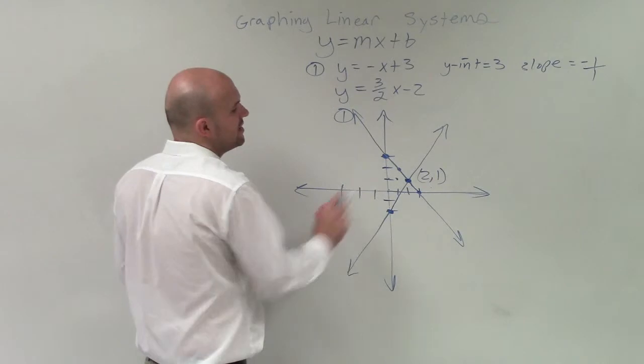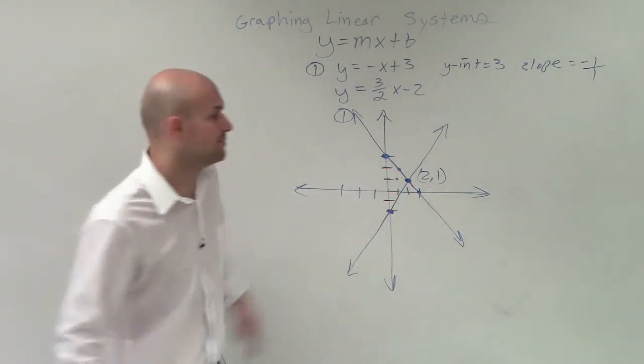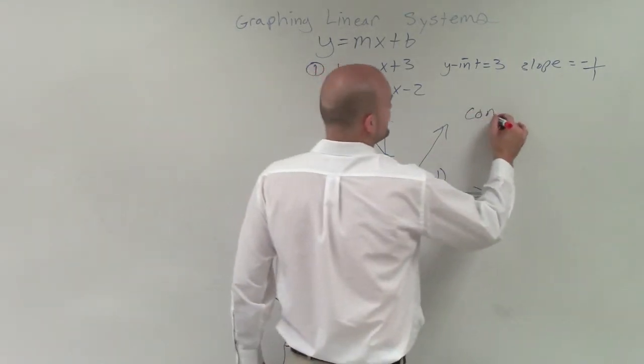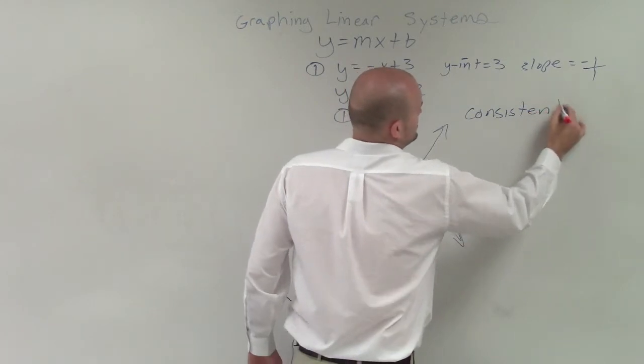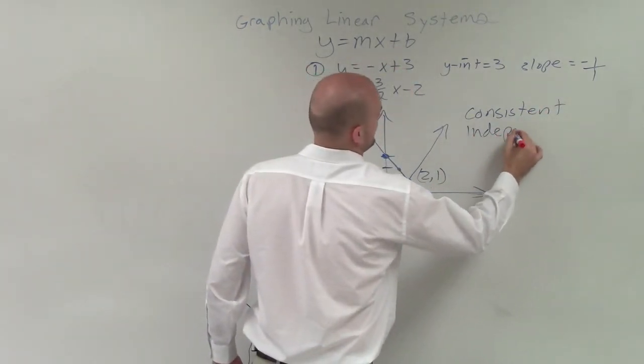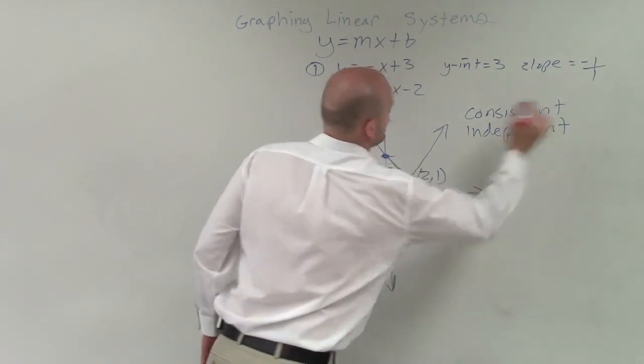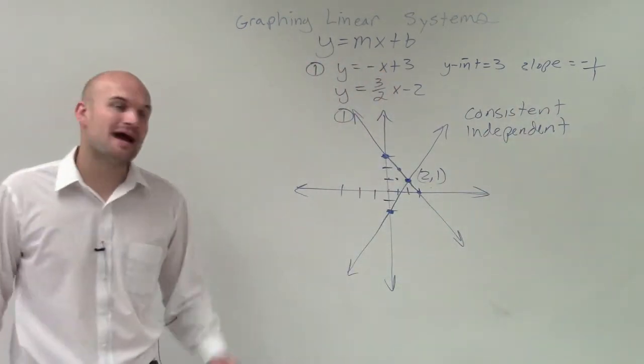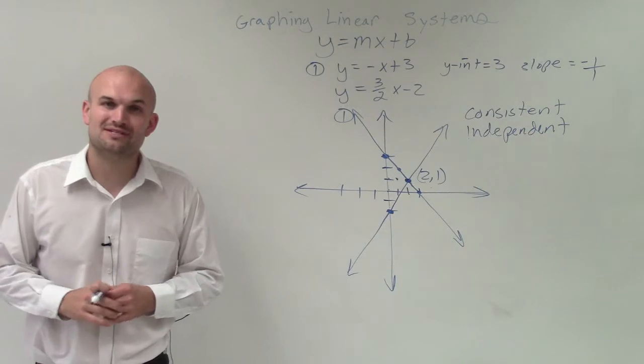Since they intersect at one point, we can say that this is a consistent solution, and it is independent. So there you go, ladies and gentlemen. That is how you graph a linear system of equations. Thanks.